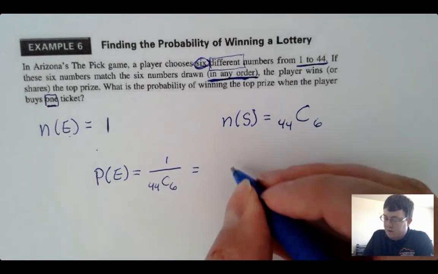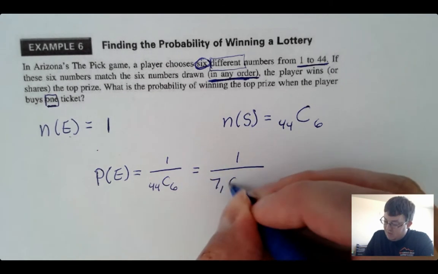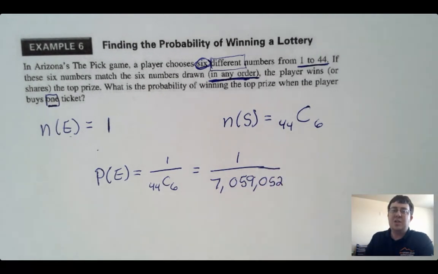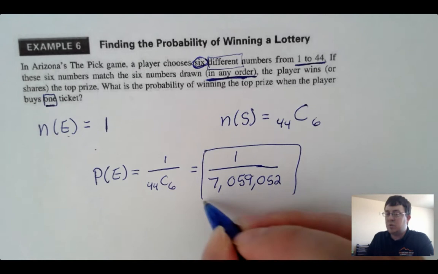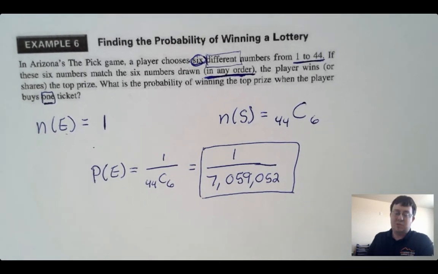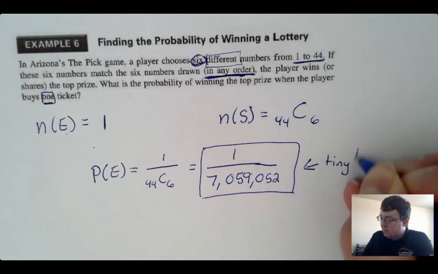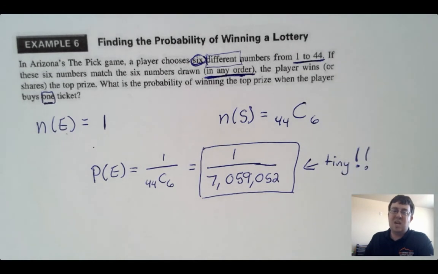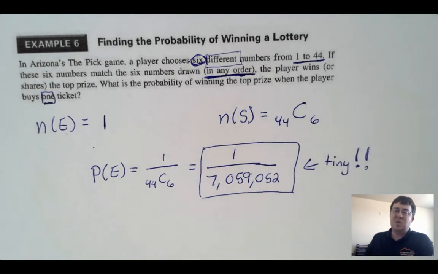And I'm going to use my calculator to figure out what 44 choose 6 is. 7,059,052. So your chances are 1 in 7,059,052. I'm going to leave it like this because the actual number is like 0.0000. It's tiny. This is a tiny chance that you win. So if you're playing the lottery, probably not a great idea. You're really not going to win. It might be fun to play the lottery, but you have a very, very tiny chance of winning.